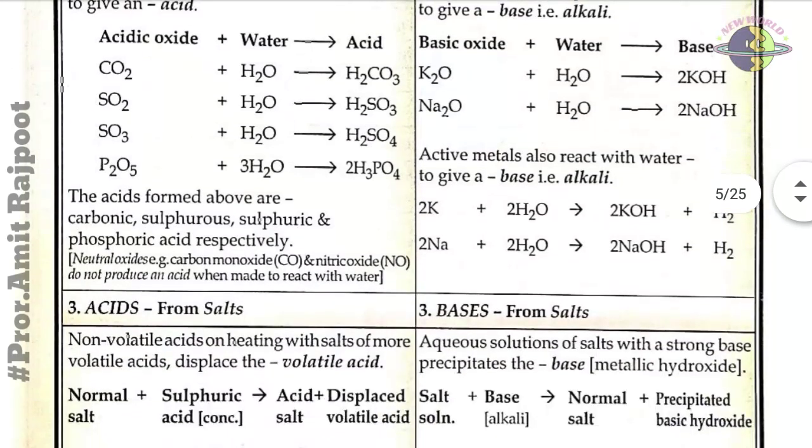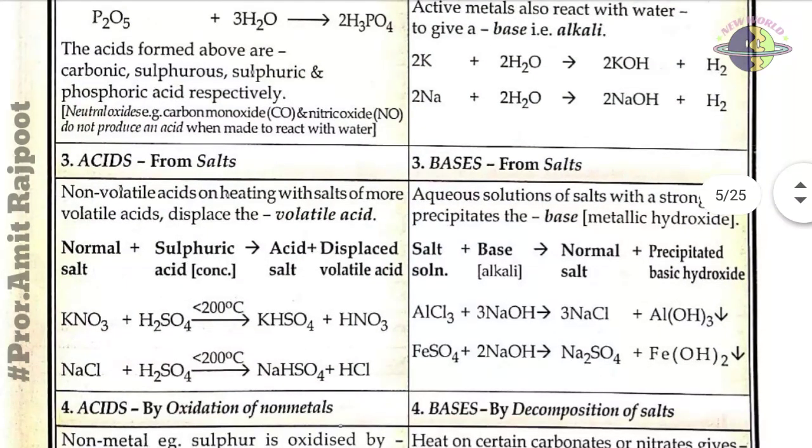Next, come to acids from salts and bases from salts. Acids from salts. See, KNO3, NaCl are normal salts. When they react with sulfuric acid, they form an acid salt plus a displaced volatile acid. So KNO3 is a normal salt which reacts with sulfuric acid at less than 200 degrees Celsius temperature. They form KHSO4 plus HNO3. KHSO4 is an acidic salt and HNO3 is the acid which is displaced here.